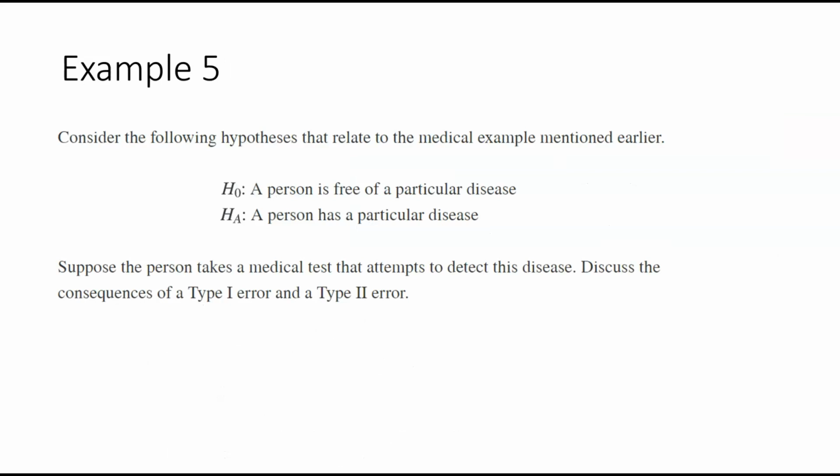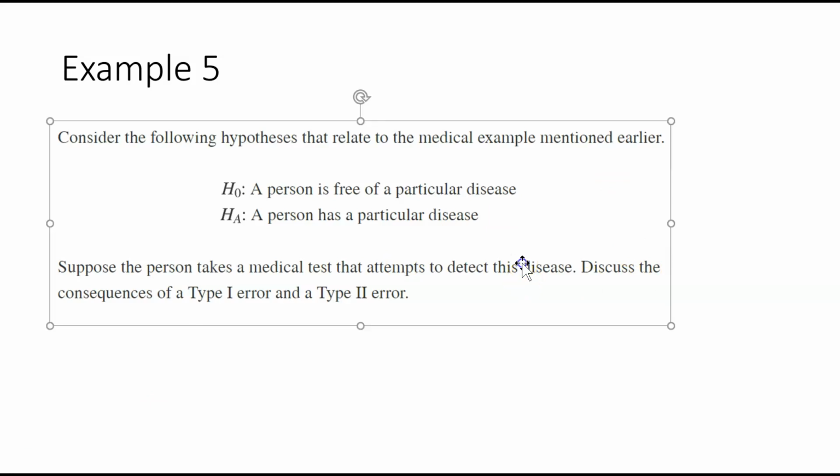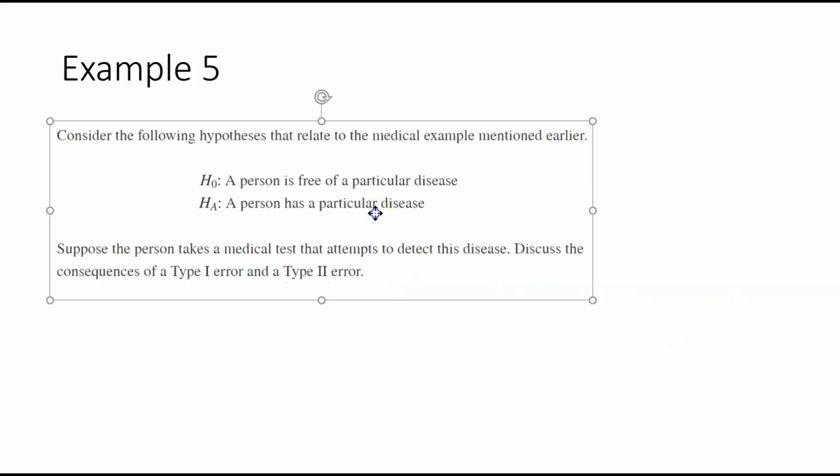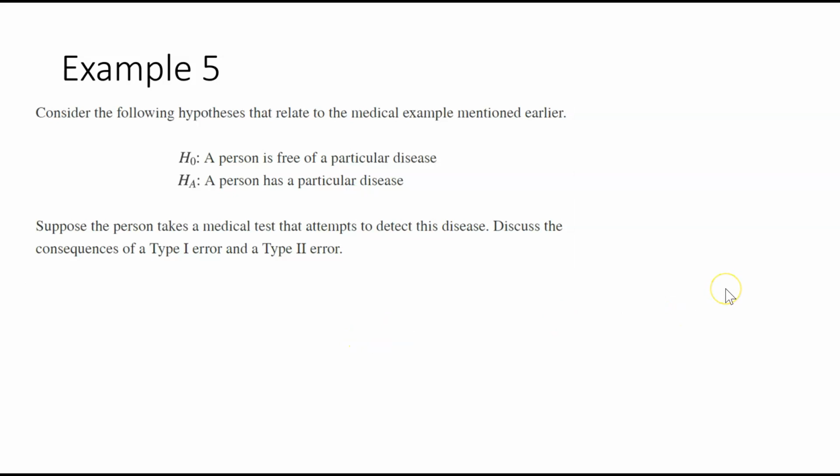So consider the following hypotheses that relate to the medical example mentioned earlier. A null hypothesis: a person is free of a particular disease, and an alternative is a person has a particular disease. Suppose the person takes a medical test that attempts to detect this disease. Discuss the consequences of a type 1 and type 2 error. All right, so let's go back here. A type 1 error is when we reject the null. We reject it. We say, it's no good, but it was true.